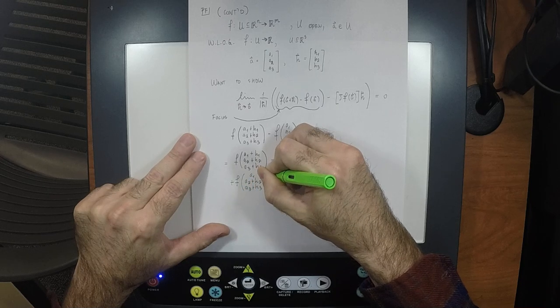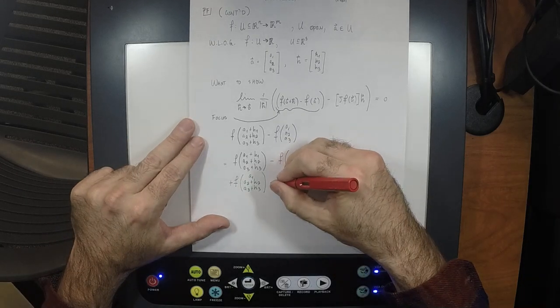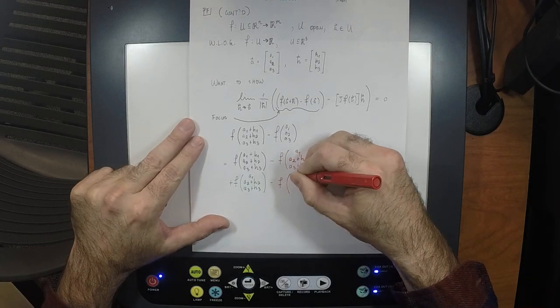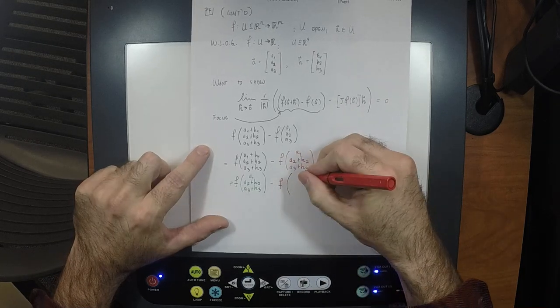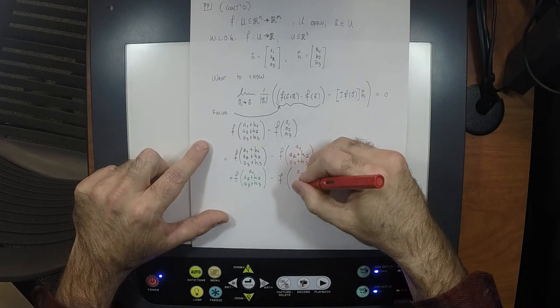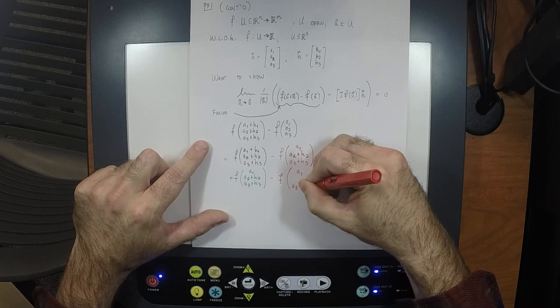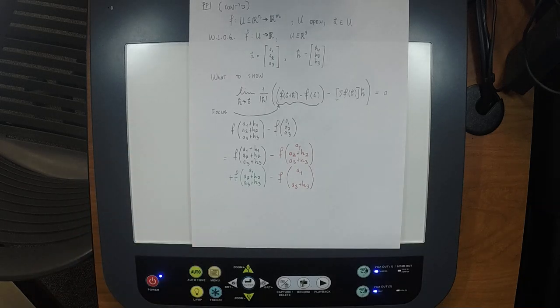plus h3. And now I want to perform the same trick, but because now I'm on the second row, I'm only going to play with the second variable. So I'm going to subtract some amount. It's going to be f. And then what's going to have to be the first variable? A1, because I want that to be the same. And what's going to have to be the third variable? Right, because I want that to be the same. So observe that the first and third variables are the same. It's the second variable that I need to change. And what am I going to change it to? A2.